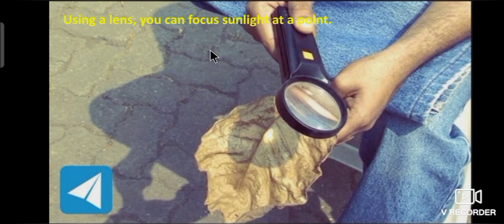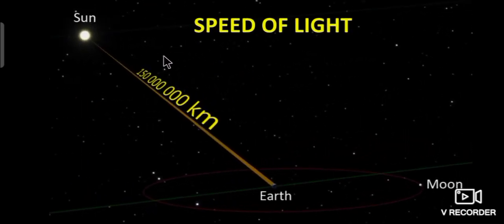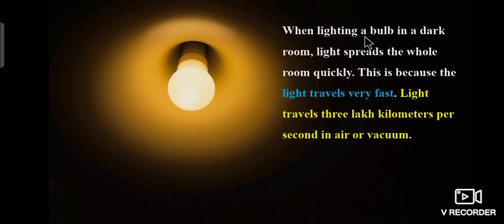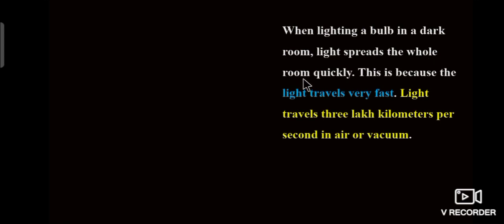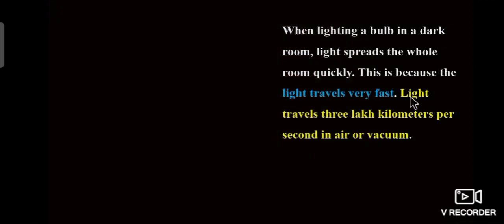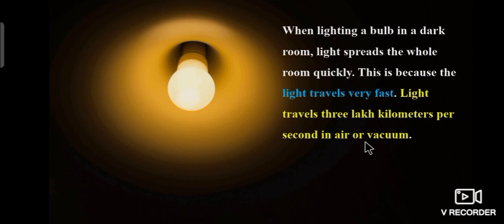That's what we are making the light rays to converge. Now we are going to study about speed of light. When lighting a bulb in a dark room, light spreads the whole room quickly. This is because the light travels very fast. Light travels 3 lakh kilometers per second in air or vacuum.